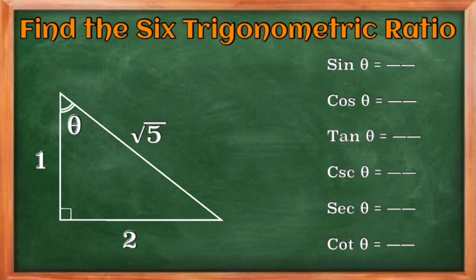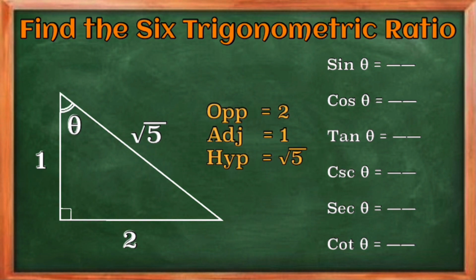Having here angle theta, the opposite side of angle theta is equal to 2. The adjacent side of angle theta is equal to 1. And the hypotenuse is equal to square root of 5. Now, let us start now to solve for the six trigonometric ratios, and starting with sine theta.